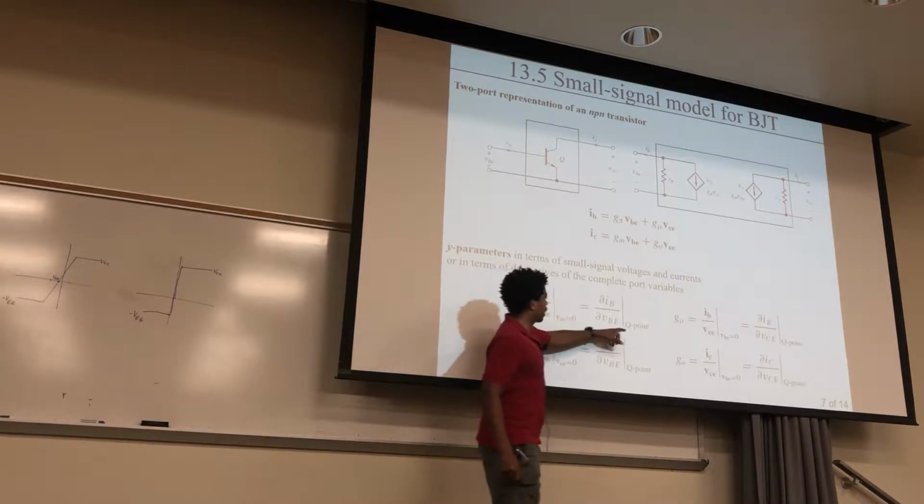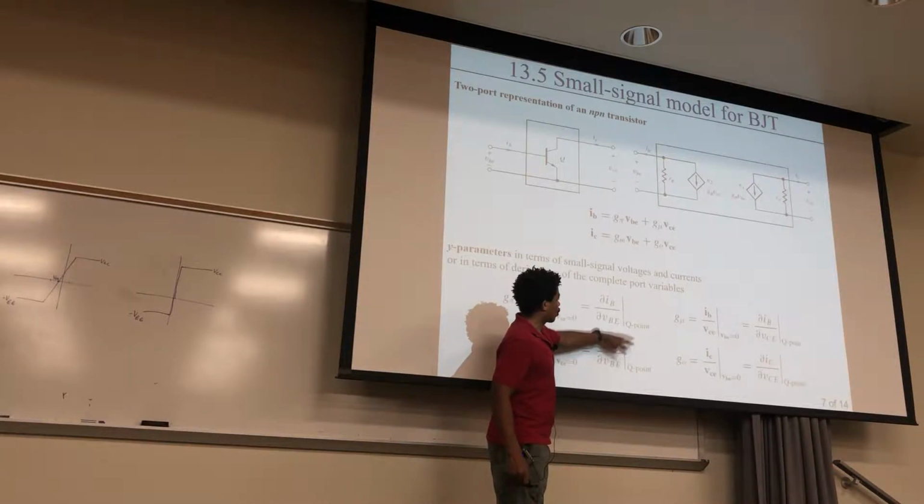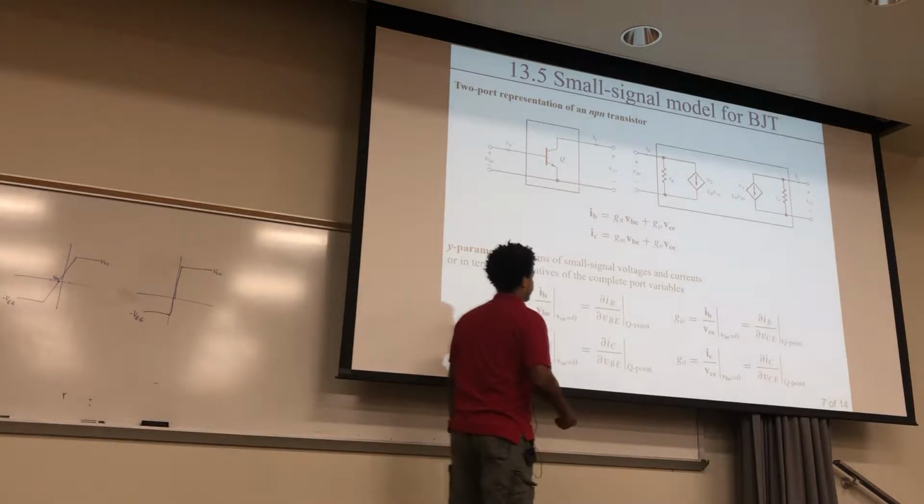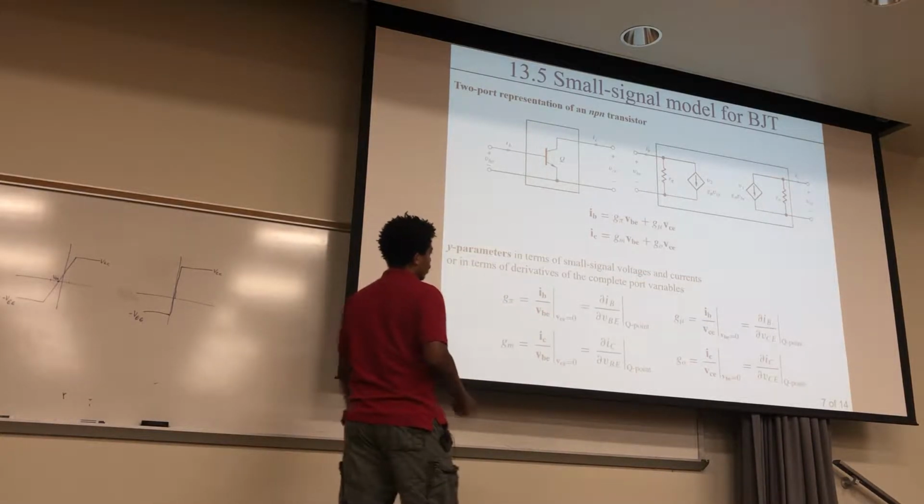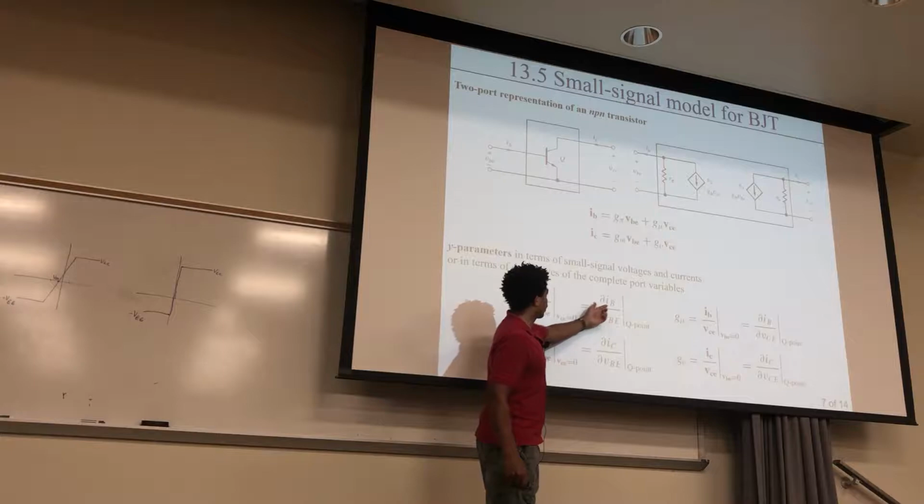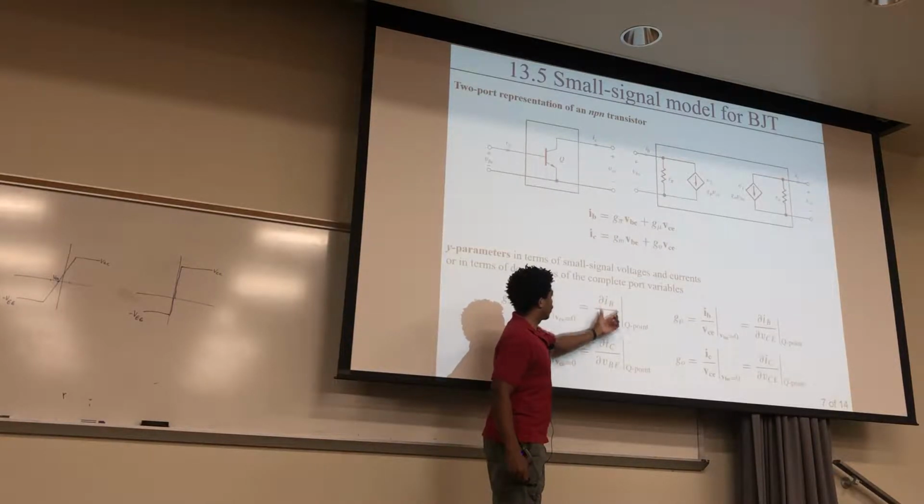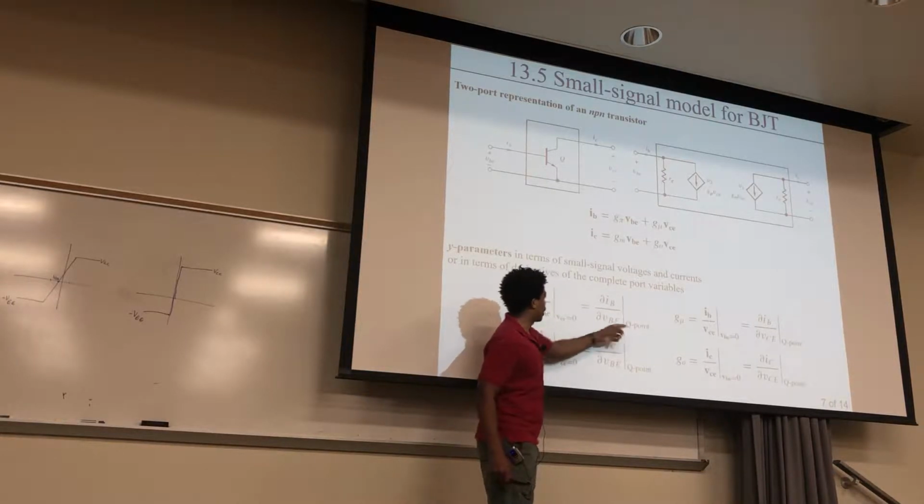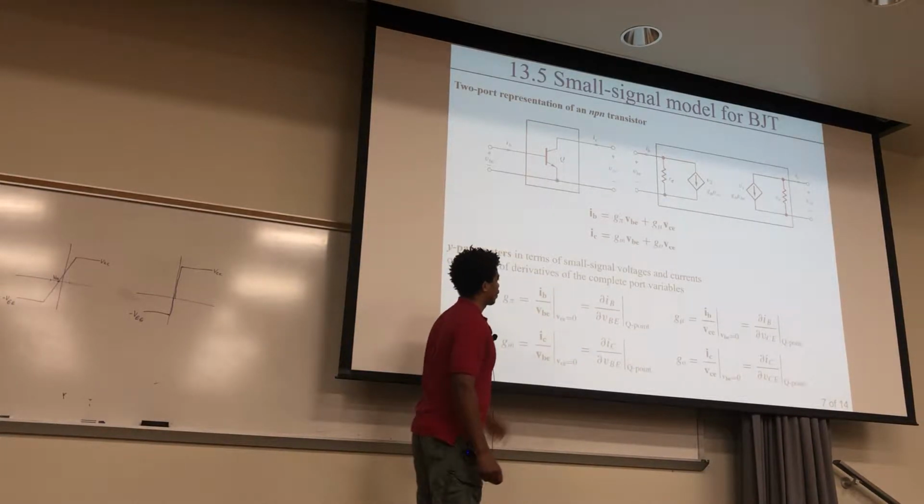Another way of doing it is evaluating it around the Q point for all of these. If you do that, you're just taking the differentials of how this value changes versus this value, and the ratio of that at its Q point is the same as this right here.